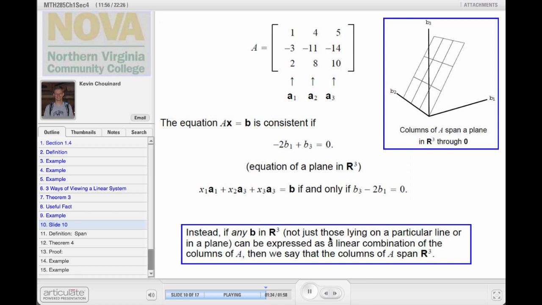But if any b works, then we would say that if any b can be expressed as a linear combination of the columns of A, then we would say that the columns of A span three-dimensional space. And so that's going to prompt us to a new definition of that word span.